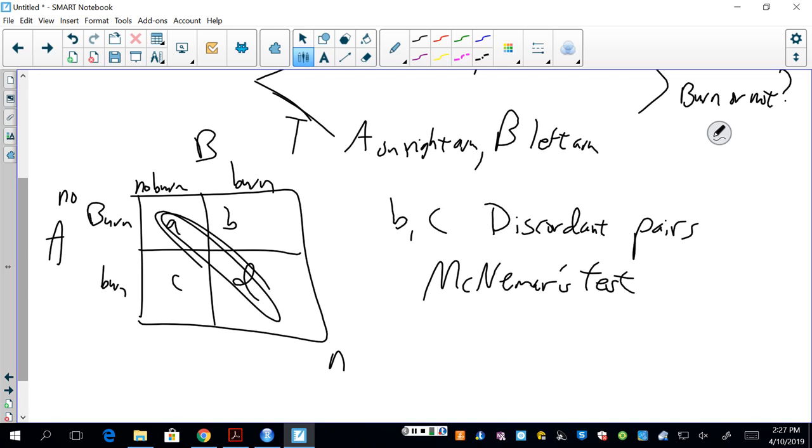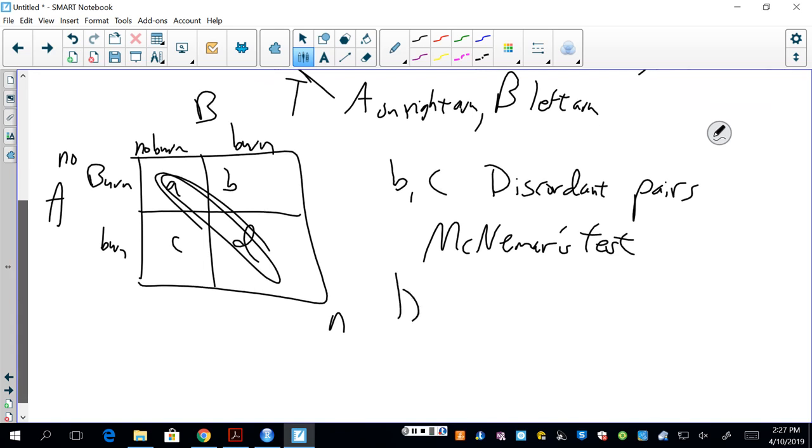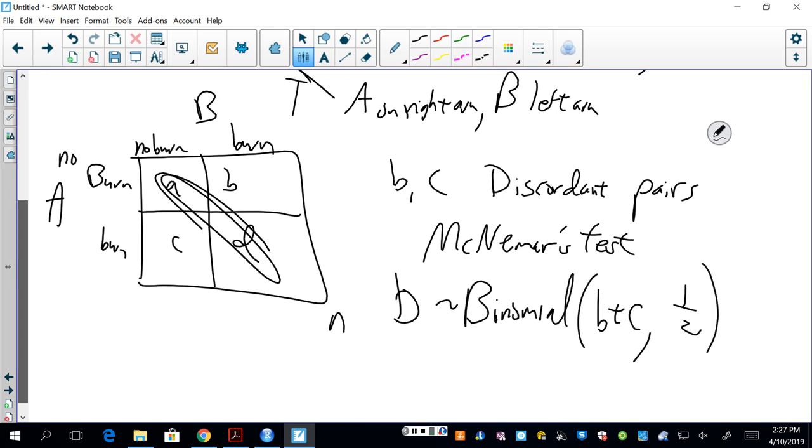That says if these are equally good, B and C should be equally split. There should be the same number of A doing better than B and B doing better than A. It should be split equally. So basically it says the number that are in B has a binomial distribution. There's B plus C discordant pairs, and they should split out half and half if A and B have no difference. That's essentially what it's doing.